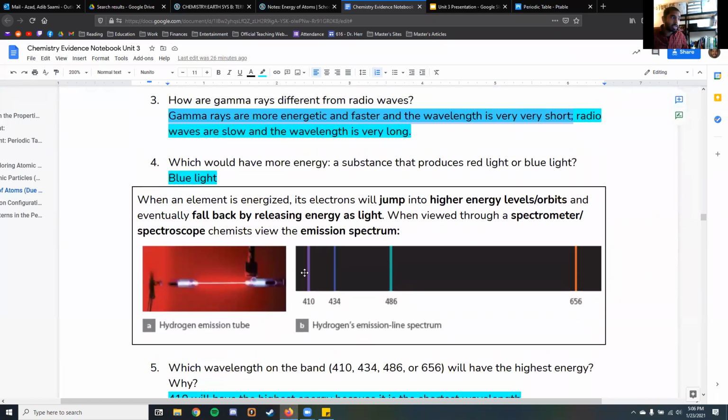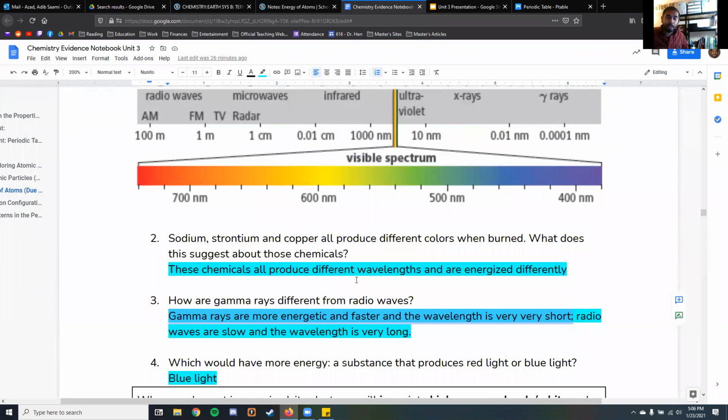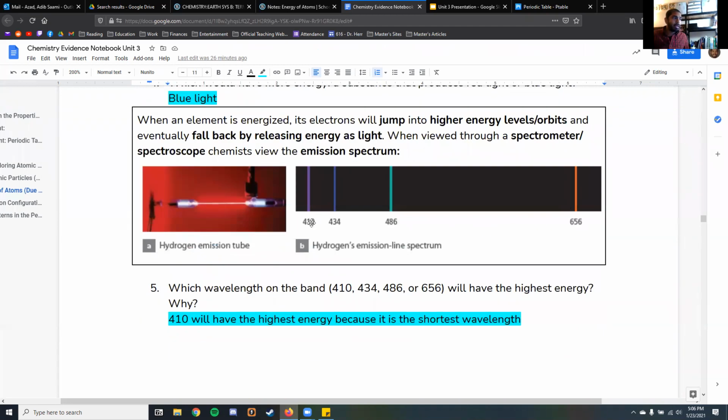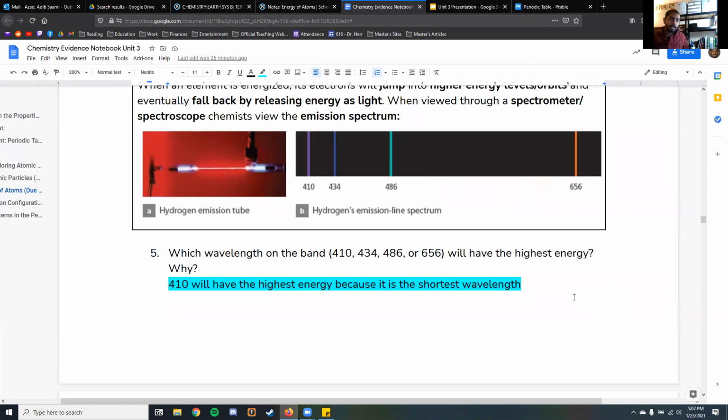The other way to know is based purely on color. If you guys remember that phrase, Roy G. Biv: red, orange, yellow, green, blue, indigo, violet. So if it's closer to violet, it's probably very high energy. Then followed by blue, light blue, orange. And so 410 has the highest energy because it's the shortest wavelength, meaning it's going to hit more and more frequently.